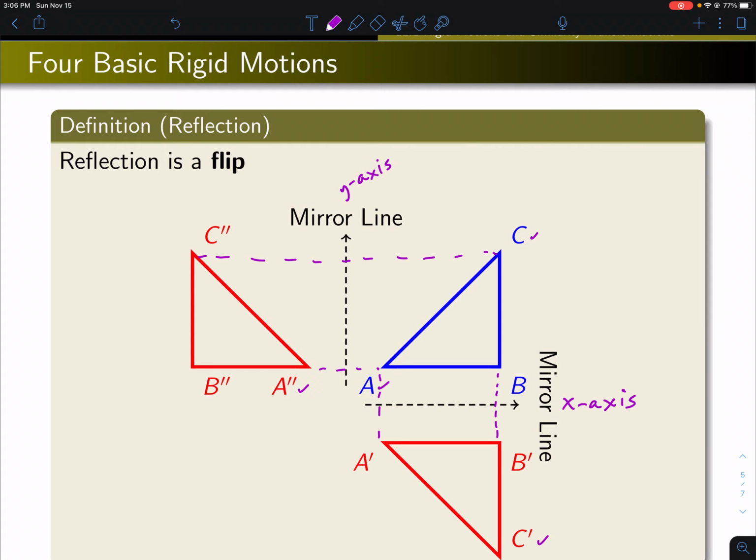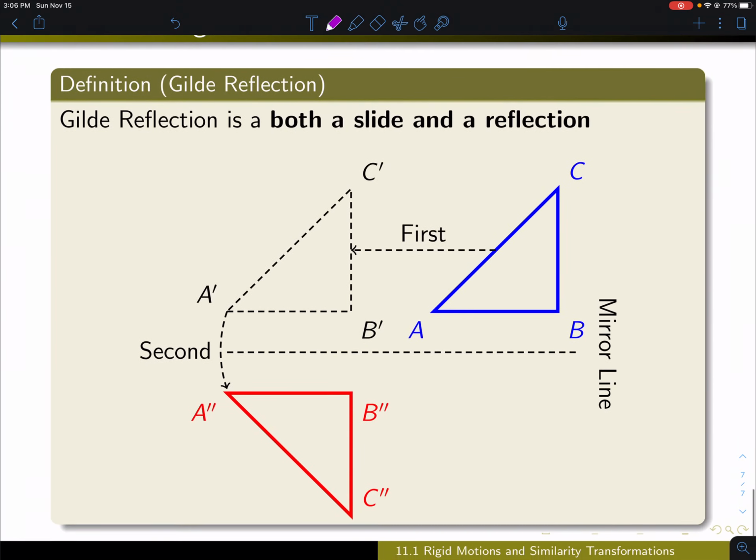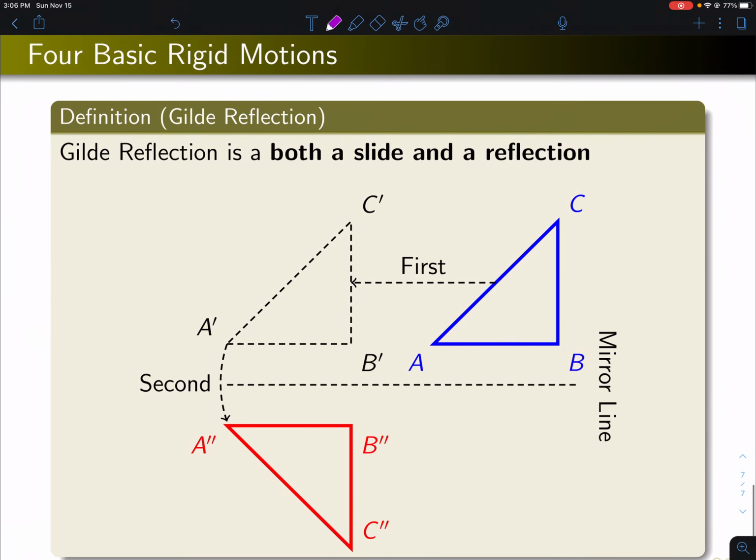So again, you can do it over any vertical line, any horizontal line, and theoretically you can even do it across a diagonal line. But the majority of the stuff we're going to do is going to be across the x and the y-axis. All right. And so finally, the last type of rigid motion is what's called a glide reflection.